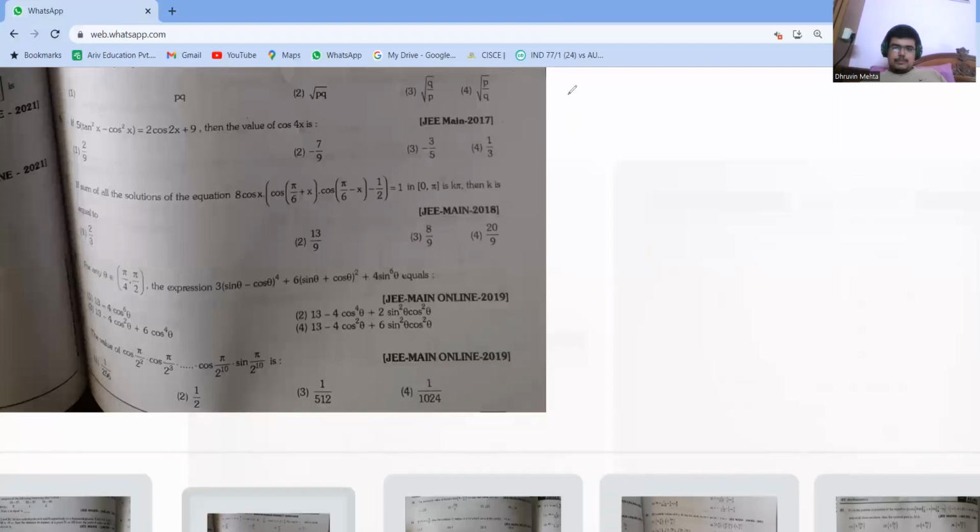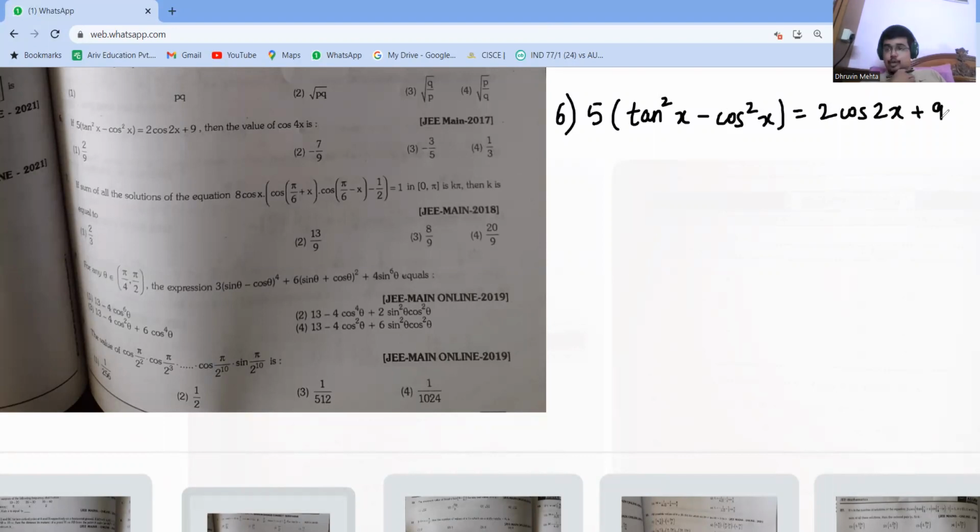Guys, next is sixth one. 5 into tan square x minus cos square x is equal to 2 cos 2x plus 9. We have to find the value of cos 4x. So 5 tan square x minus cos square x. Think about this, guys. We need cos 4x. Cos 4x.